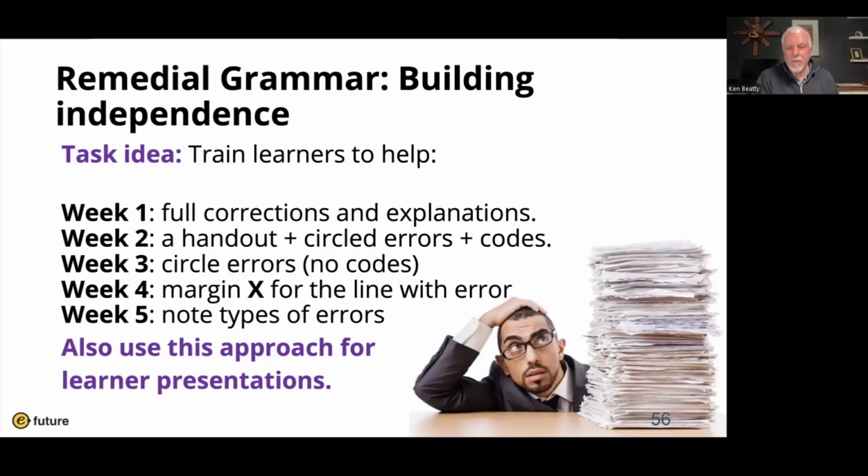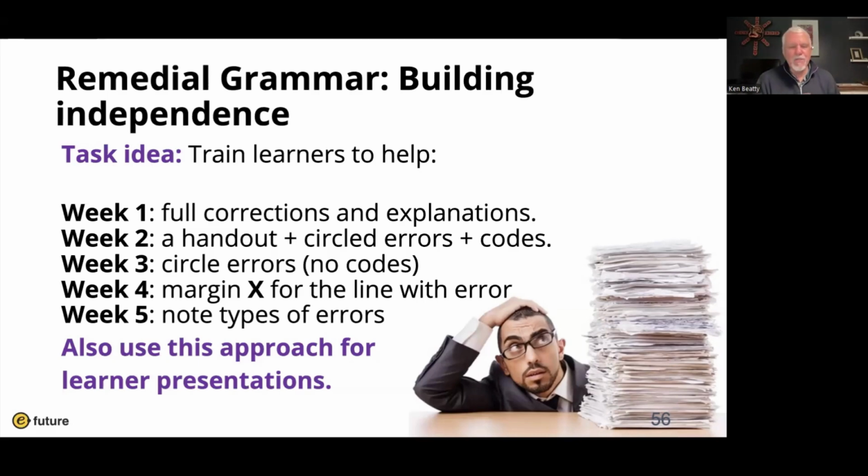And you have all the different ones, your codes there. Number 3, circle the errors but don't give the codes. Number 4, put an X in the line in the margin with the error. And then week 5, just at the top, note the types of errors. You can just use the numbers. What is this doing? It's making your job easier and easier and easier, but it's building up the independence of the students to be able to mark their own work and to be self-critical about their own work.